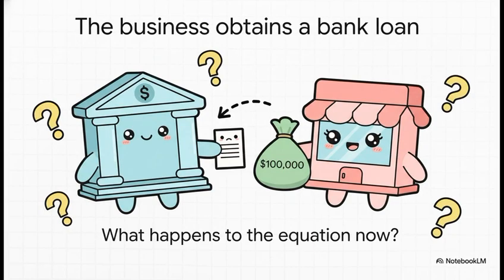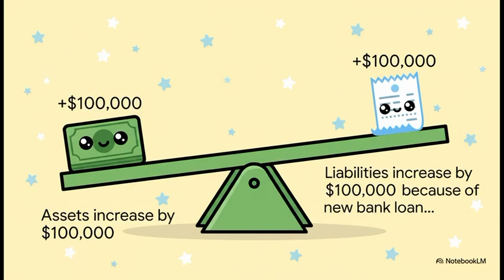The business is growing, it needs more cash. So it goes to the bank and takes out a loan for another $100,000. Now what happens? Okay, again, the business's cash account goes up by $100K. So the asset side of our equation increases. But this time, the money didn't come from the owner. It came from the bank.